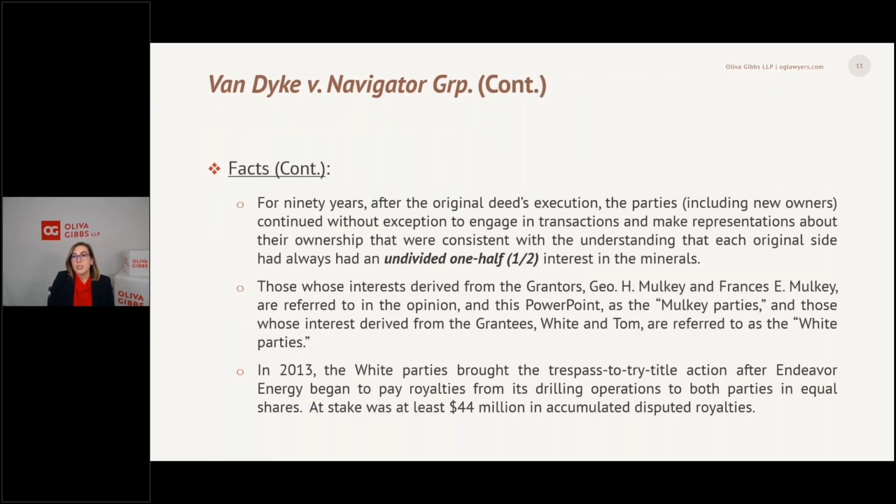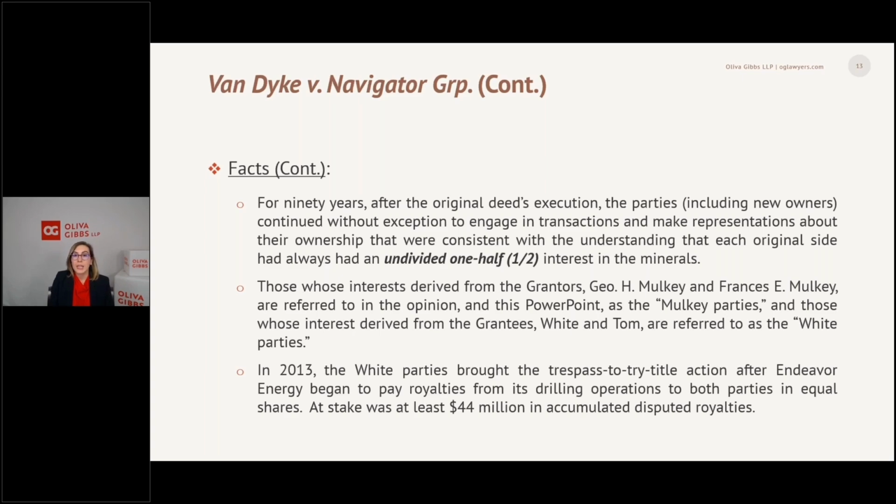For 90 years after the original deed's execution, the parties, including new owners who succeeded in interest, remained true to the understanding that each party had an undivided 1/2 interest in the minerals. In this presentation and in the opinion, those parties whose interests were derived from the grantors are referred to as the Mulkey parties, and those parties whose interests derived from the grantees are referred to as the White parties.